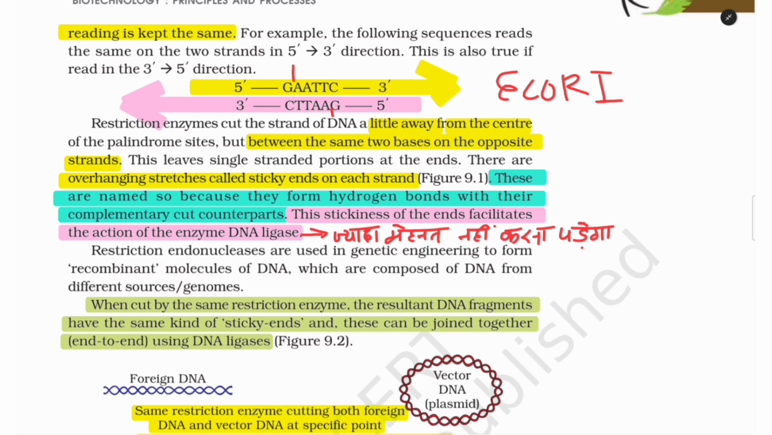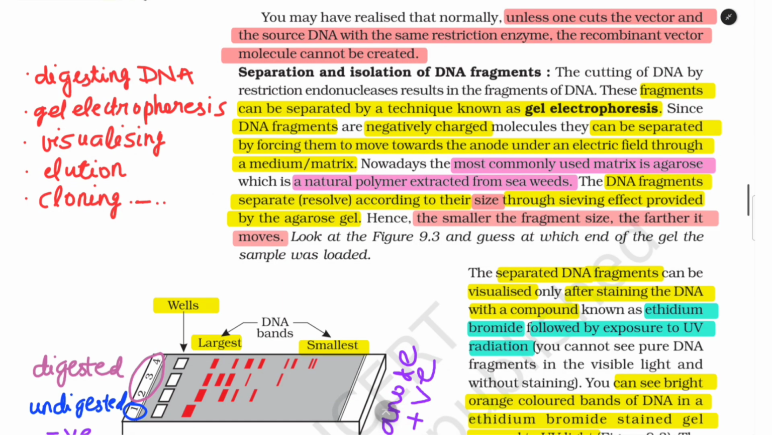Restriction endonucleases are used in genetic engineering to form recombinant molecules of DNA which are composed of DNA from different sources or genomes. When cut by the same restriction enzyme, the resultant DNA fragments have the same kind of sticky ends and these can be joined together end to end using DNA ligases, figure 9.2. You may have realized that normally, unless one cuts the vector and the source DNA with the same restriction enzyme, the recombinant vector molecule cannot be created.